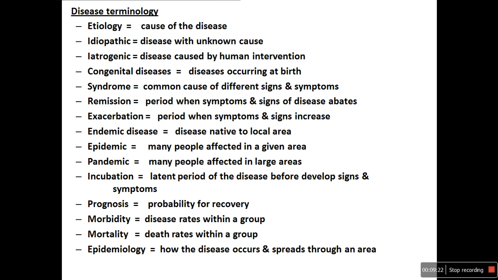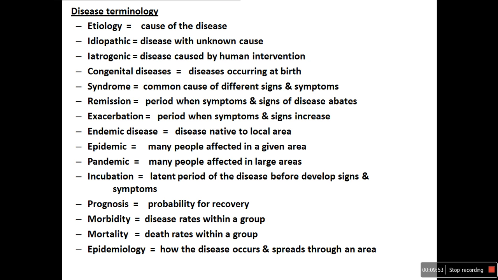السندروم. What is a syndrome؟ ترجمتها هي ظاهرة، لكن ما هو التعريف؟ Common cause of different signs and symptoms. So السندروم أو الظاهرة common cause مسبب متعارف عليه. Common cause syndrome, common cause of different signs and symptoms.